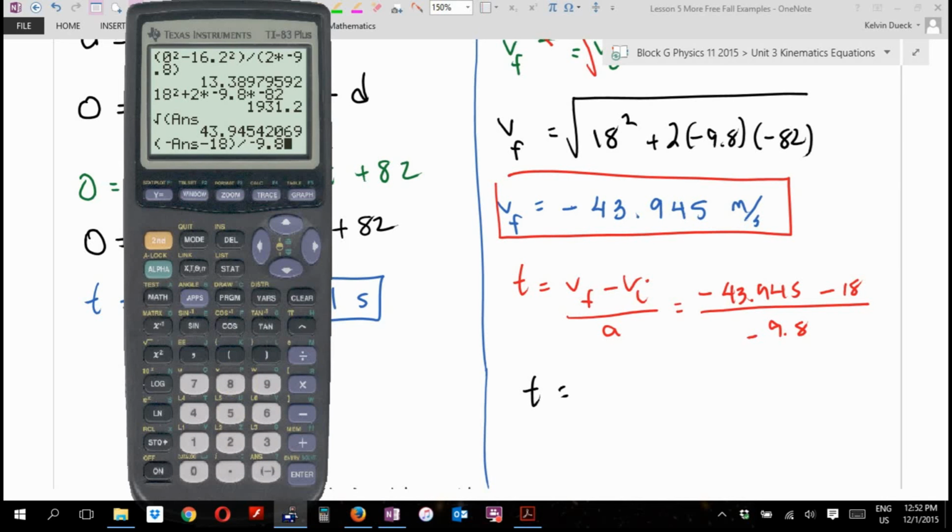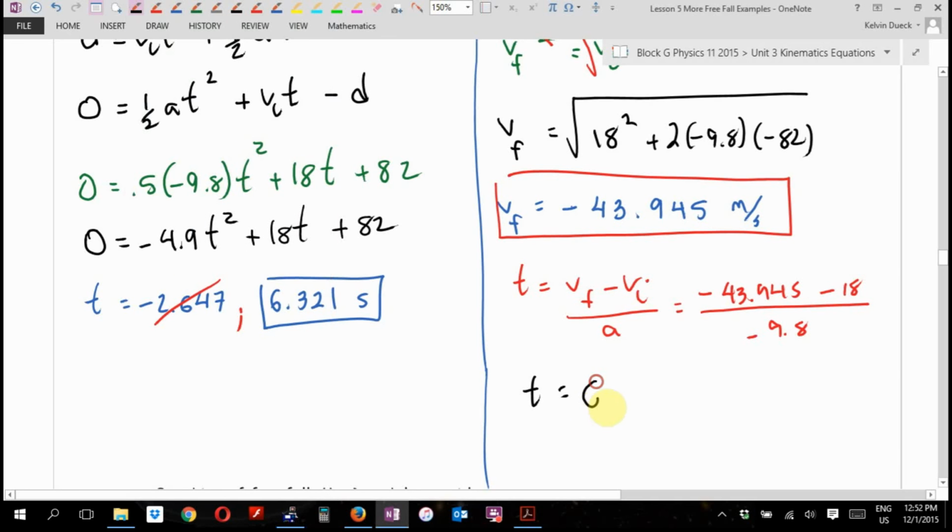What am I hoping to get? 6.321 seconds. The same as doing it the quadratic solver way, Mariah. What did I get? 6.32. And you know what? That should be a 1. That's a 1. 6.321 seconds. I get, Jared, the same answer either way.